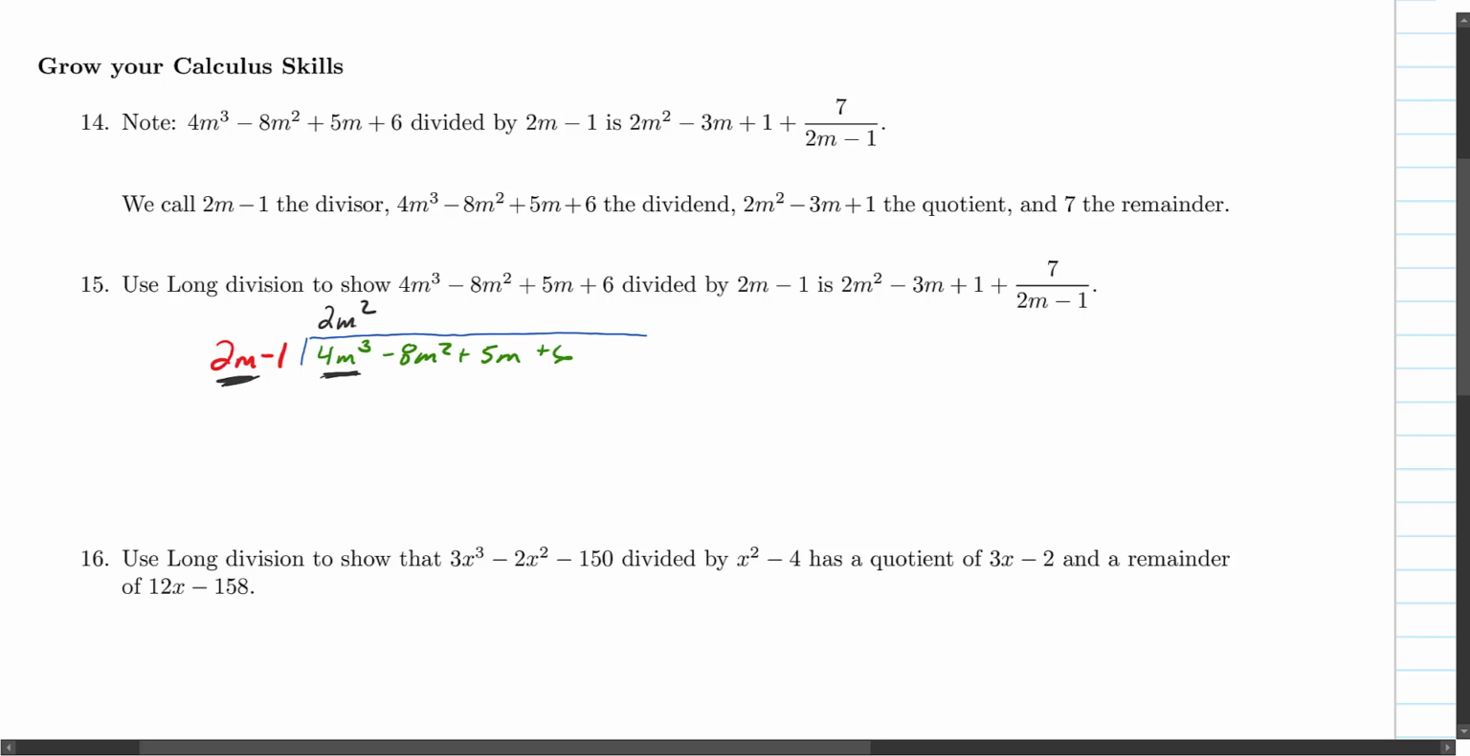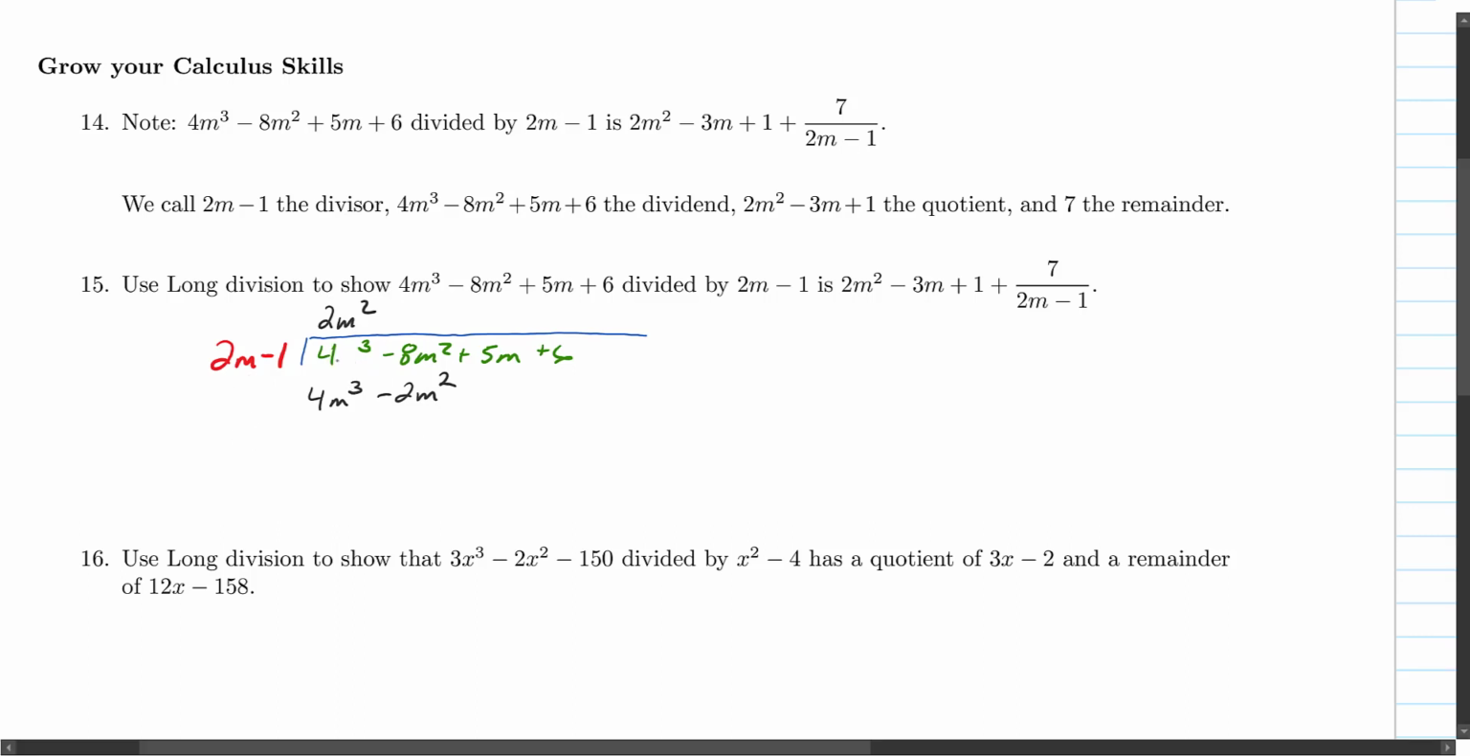Notice that if I do that, I'll now go ahead and multiply this to both terms. So this would give me 4m cubed minus 2m squared. Okay. I'm going to go ahead and clean up my arrows there so it's not cluttering up the document. And that's how we do long division.